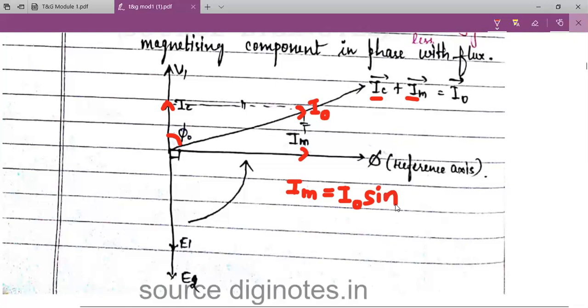Similarly, how will we write IC? I naught cos phi naught. You just note it down in your notes. The value of IM is nothing but I naught sin phi naught. Similarly, IC, the core loss component, is given by IC equals I naught cos phi naught. These are the components that you studied in your elements of civil engineering.